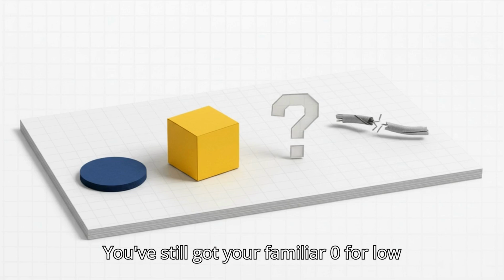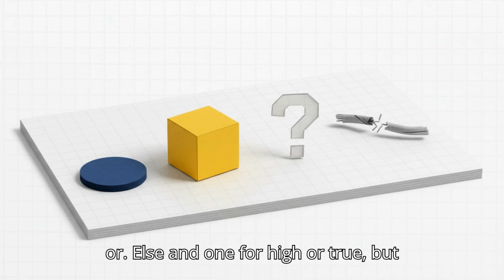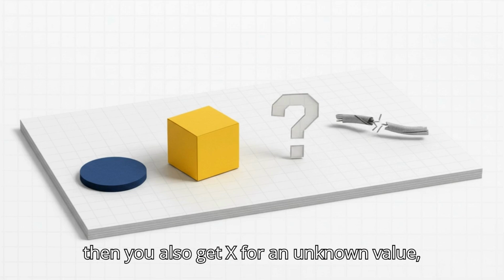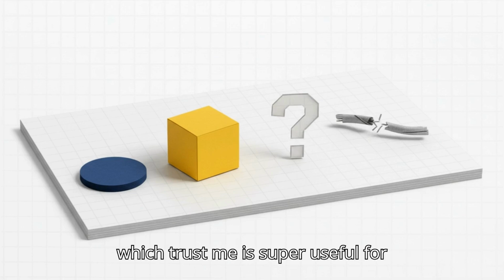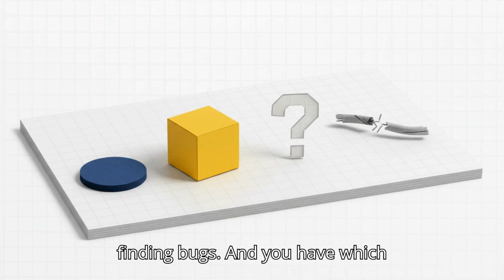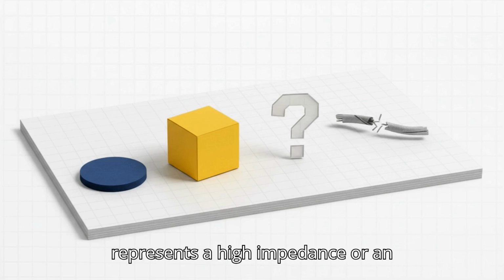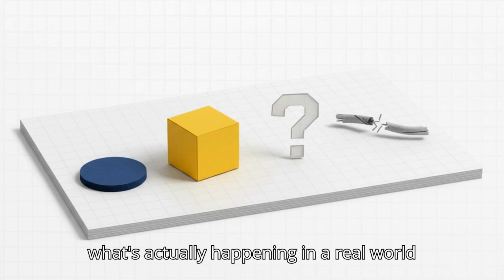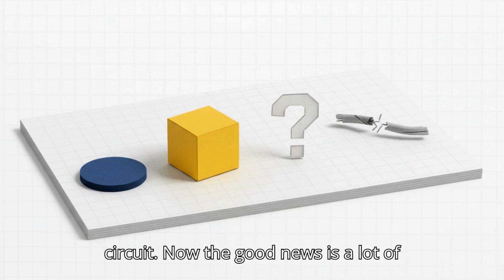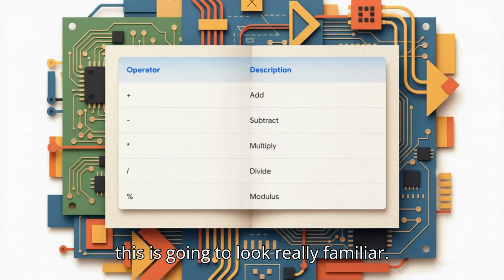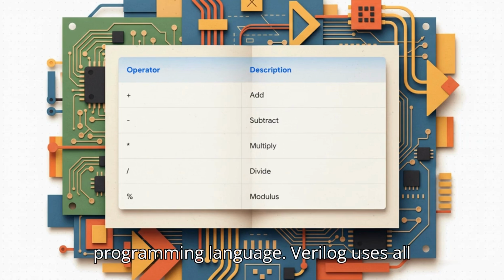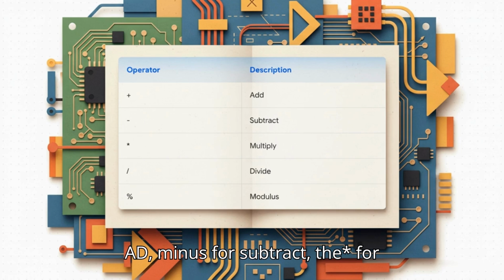You've still got your familiar 0 for low or false, and 1 for high or true. But then you also get X for an unknown value, which, trust me, is super useful for finding bugs. And you have Z, which represents a high impedance or an unconnected wire. This helps you model what's actually happening in a real-world circuit. Now, the good news is, a lot of this is going to look really familiar, especially if you've ever seen any programming language. Verilog uses all the standard symbols for math, plus for add, minus for subtract, the asterisk for multiply. You get the idea. It makes writing the logic feel pretty natural, pretty intuitive.